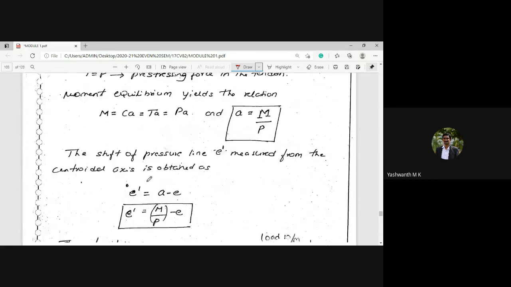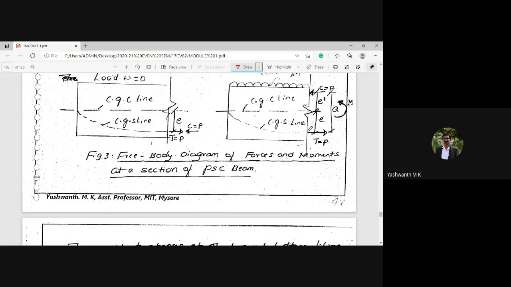Like that, I'm going to equate the tensile force, that is T, which is equal to P. So I've equated the C line and the T line. We already know that T is nothing but the pressure line, that is the pre-stressing force. Hence, M is equal to PA. T can be replaced by P, because you already know that T is equal to P.